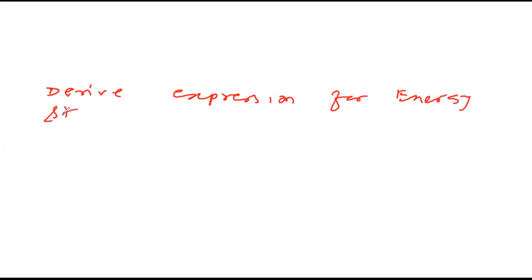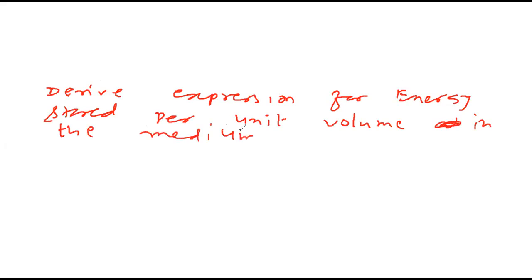Now, one more small derivation, then we'll start with MCQ. Derive expression for energy stored per unit volume in the medium near charged conductor. Expression for energy stored per unit volume, sometimes also called energy density in a medium near charged conductor.